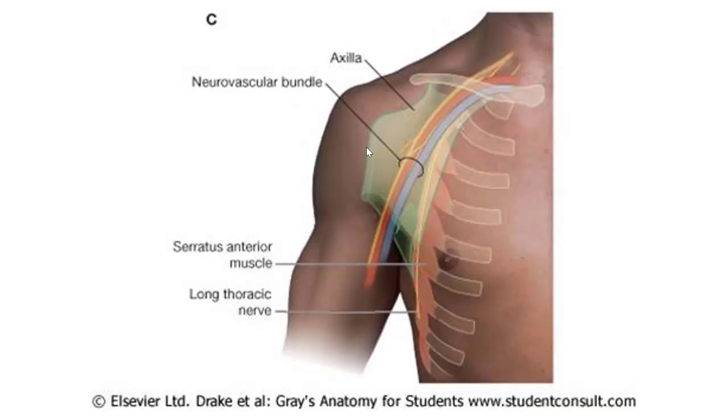Now, the contents of the axilla: the axillary artery and its branches, the axillary vein and its tributaries, and the infraclavicular part of the brachial plexus. This is the clavicle, this is the inferior part of the clavicle. The brachial plexus, five groups of axillary lymph nodes and the associated lymphatics, the long thoracic and intercostobrachial nerves, axillary fat, and areolar tissue in which the other contents are embedded.